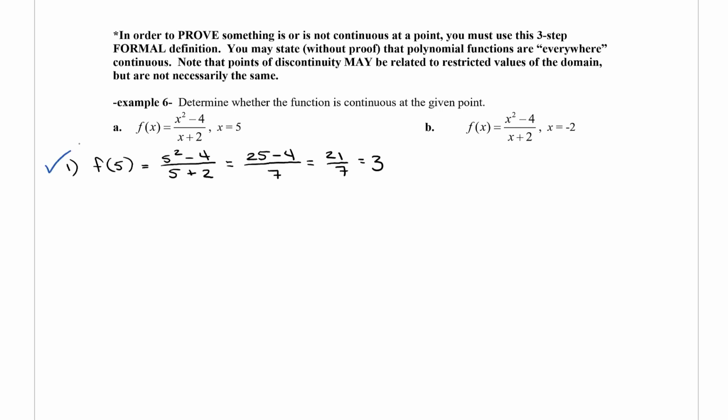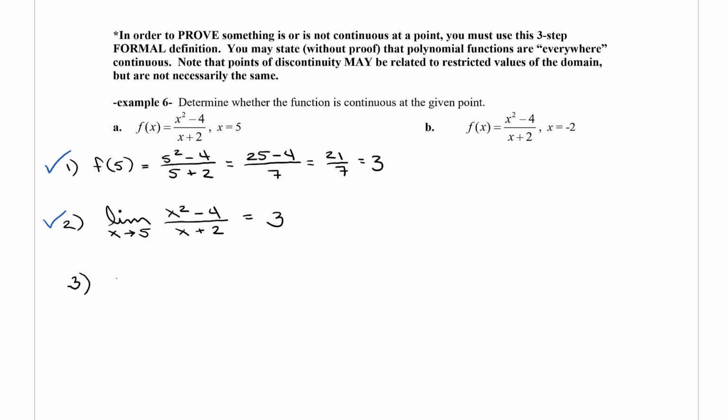f of 5 exists. Let's check step 2, and let's see if the limit exists when x approaches 5. So for step 2, I'm going to write the limit as x approaches 5 of x squared minus 4 over x plus 2. A quick way to check to see if this limit exists is to put this function into your graphing calculator and make sure that the right hand limit and the left hand limit are equal to each other at x equal to 5. And then you could just substitute 5 here as long as 5 is not a restricted value from the domain. And if we do that, we are going to get that this limit is equal to 3.